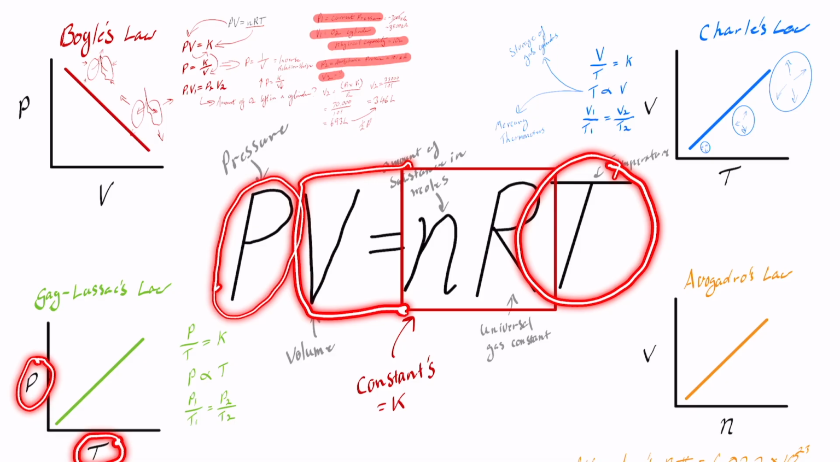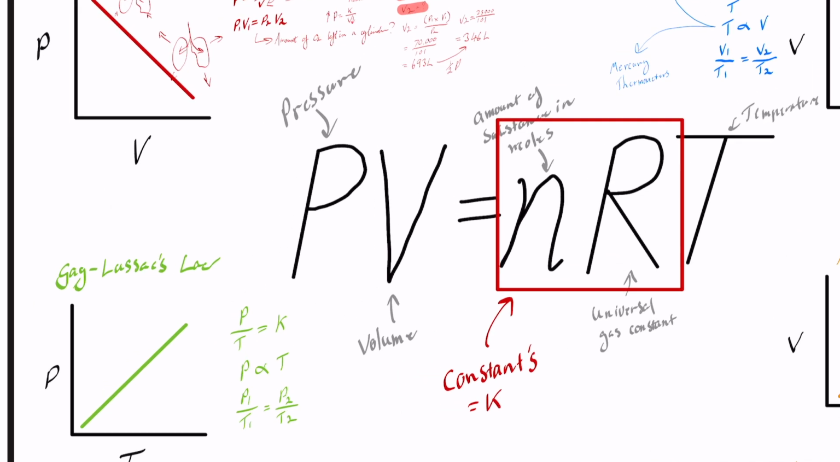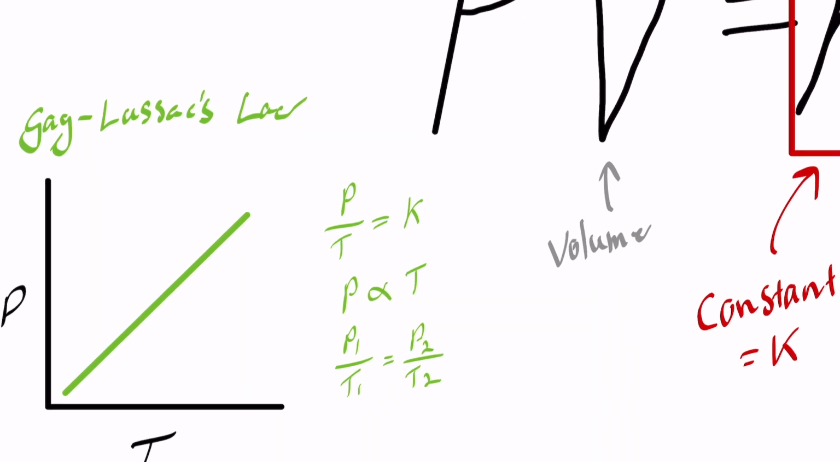Now, like with our other equations, we want to just move everything over to one side to equal our constants. So we'll just divide by temperature on either side because, remember, constants times temperature equals our pressure. So this will equal pressure over temperature equals our constants.